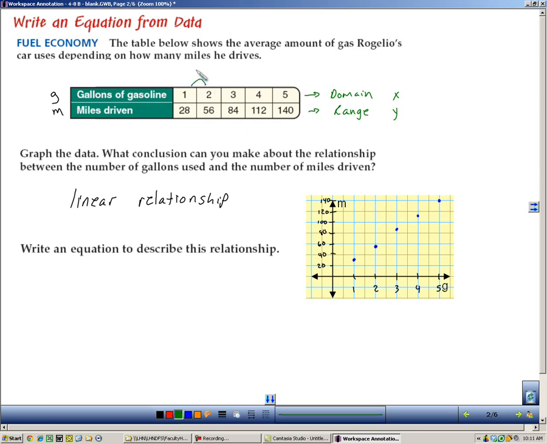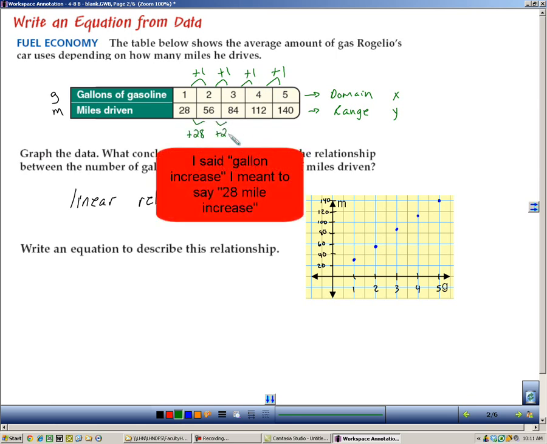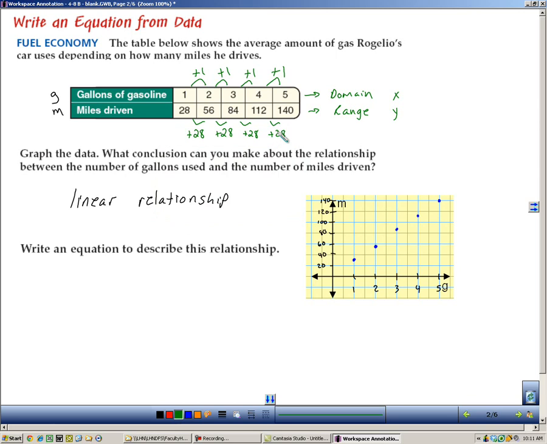Every time my gallon goes up by 1, what happens to the miles? Because these are always plus 1. Well, the miles goes from 28 to 56. That's a 28 increase. And another 28 increase, and another 28 increase. So it appears that every time the gallons go up by 1, the miles increase by 28. Now we've got to figure out how to write that as an equation.